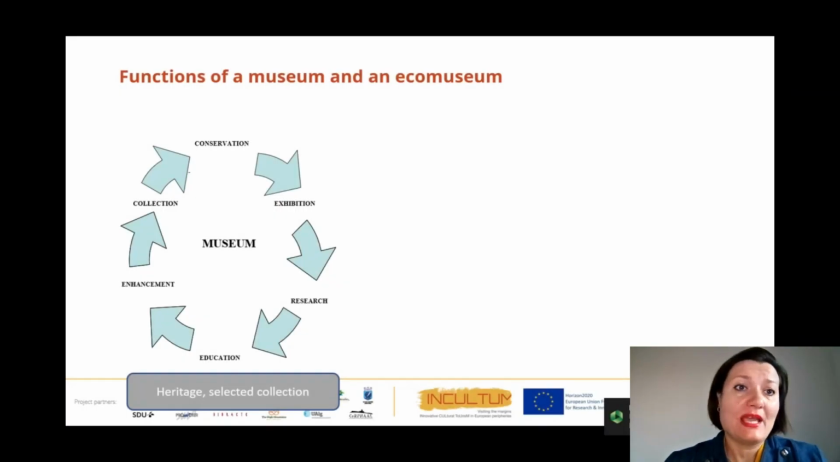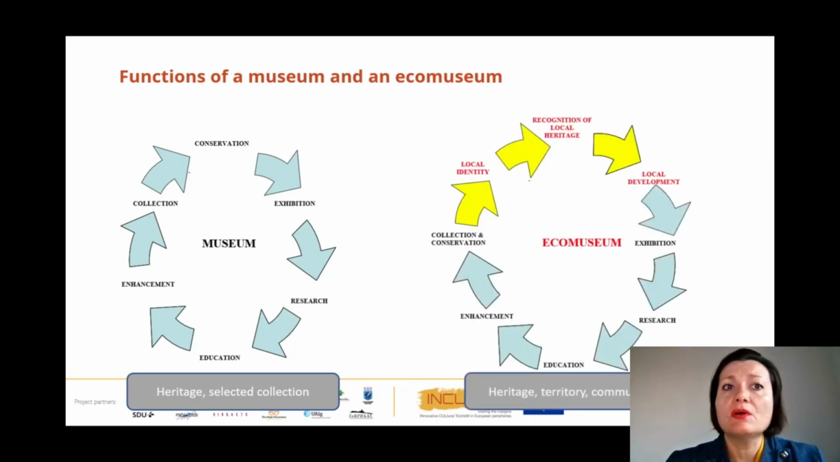Now that we have a clearer idea of what an ecomuseum is, it's the case to go a step further and see the main differences between it and a traditional museum. This slide shows us that for a museum, usually the core activity is about heritage and a selected collection, for instance, of pieces of art or finds. On them, the museum runs activities dedicated to collection, conservation, exhibition, but also research, education and enhancement.